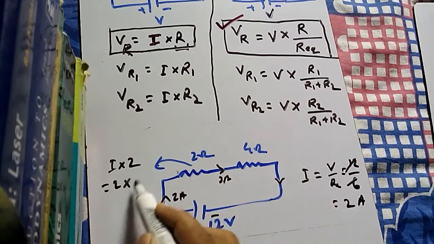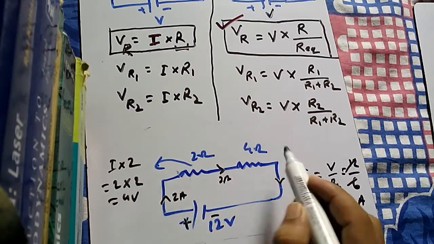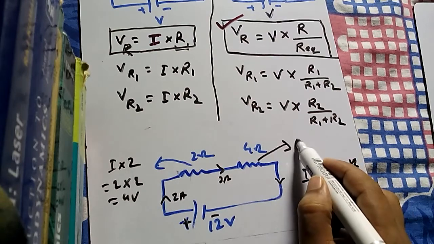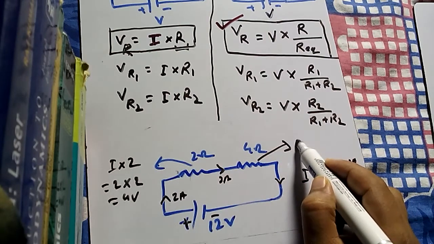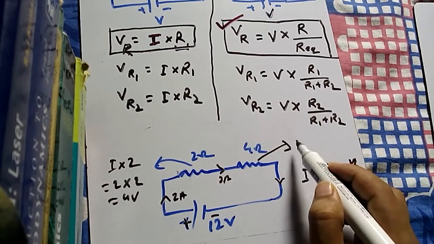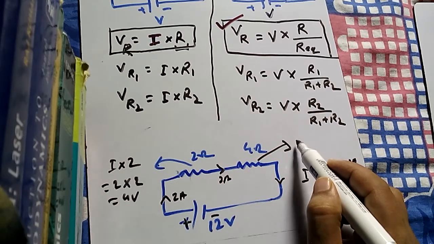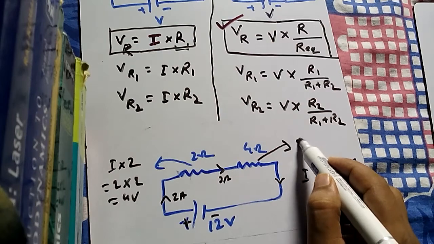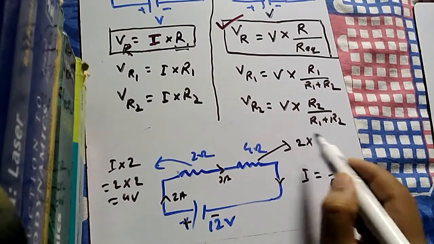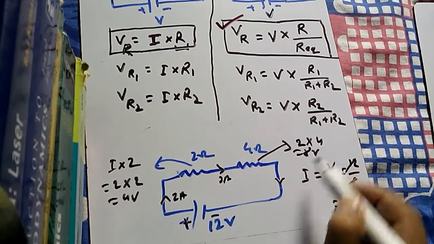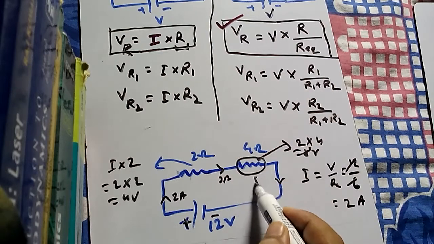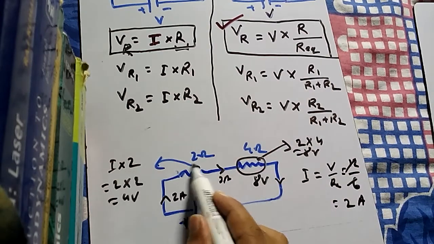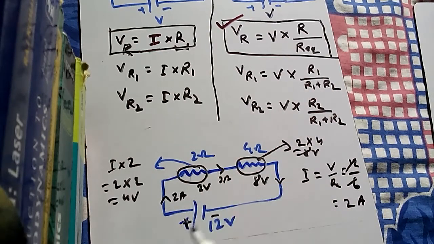Now this is 2 into 2, 4 volt. And what is the voltage drop across this? We will use Ohm's law as the voltage drop formula. That means V equal to I into R, and this V is voltage drop. So I into R, 2 into 4, 8 volt. So across this resistance we have 8 volt drop, and across this resistance we have 4 volt drop.